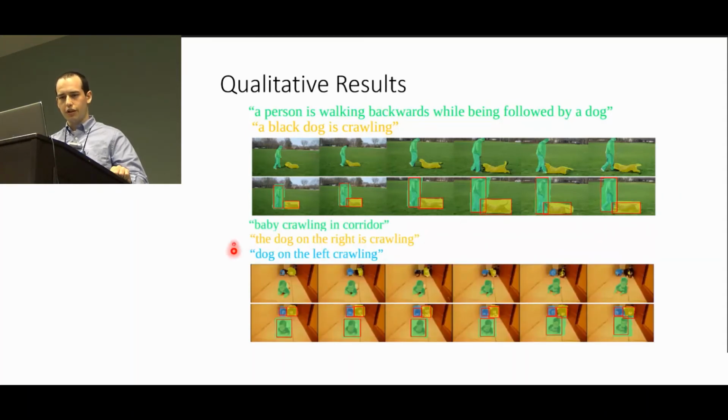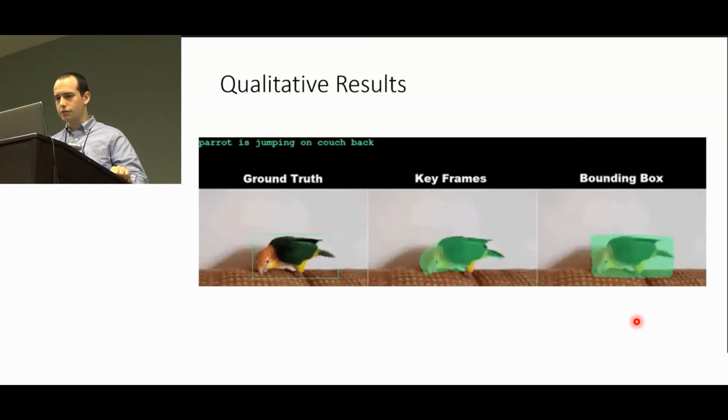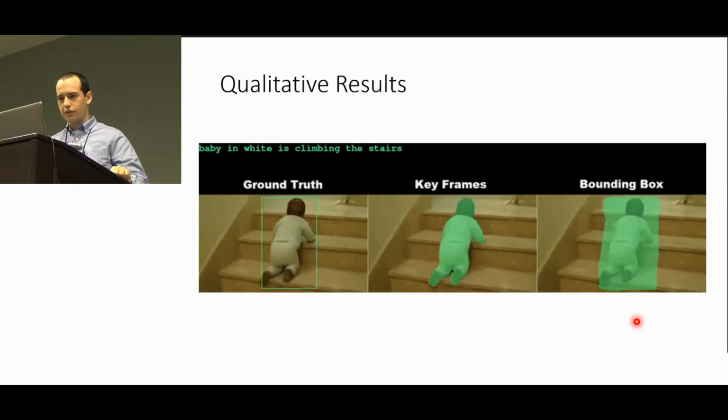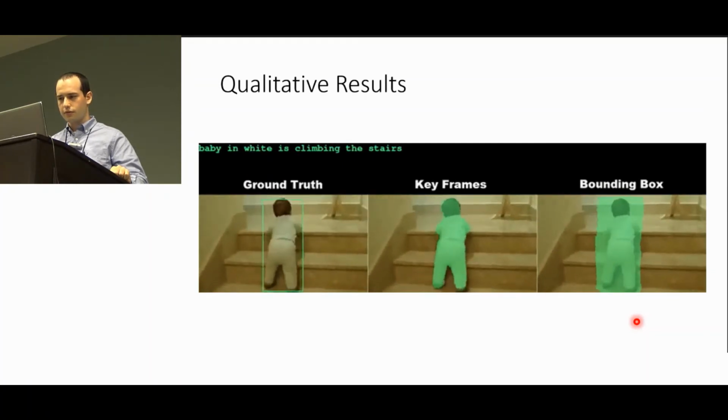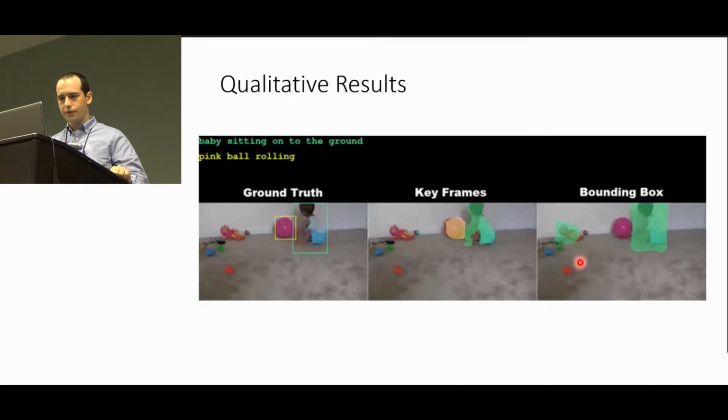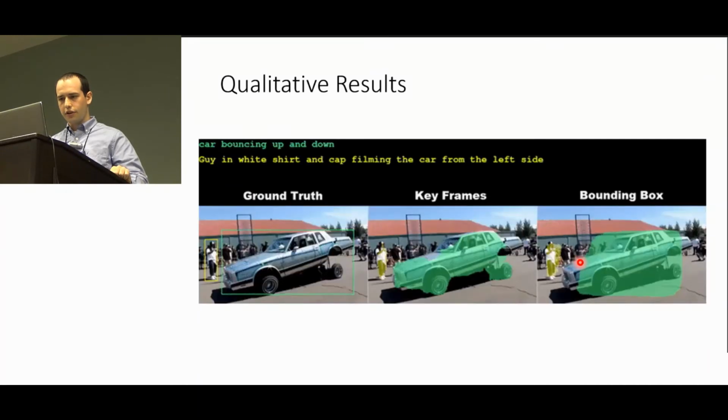And here's another example with 3 actors. So a baby and 2 dogs. And even when the actors are quite small, the capsule network is able to localize them quite well. And here are some video examples. So a parrot jumping, baby climbing up the stairs. So here's an example with 2 actors, the baby and the ball. And here's an example with the car bouncing and a person filming. So even when there are multiple people, it only selects the person filming. So you can see that the capsules are learning that representation of the sentences and corresponding it to the video.